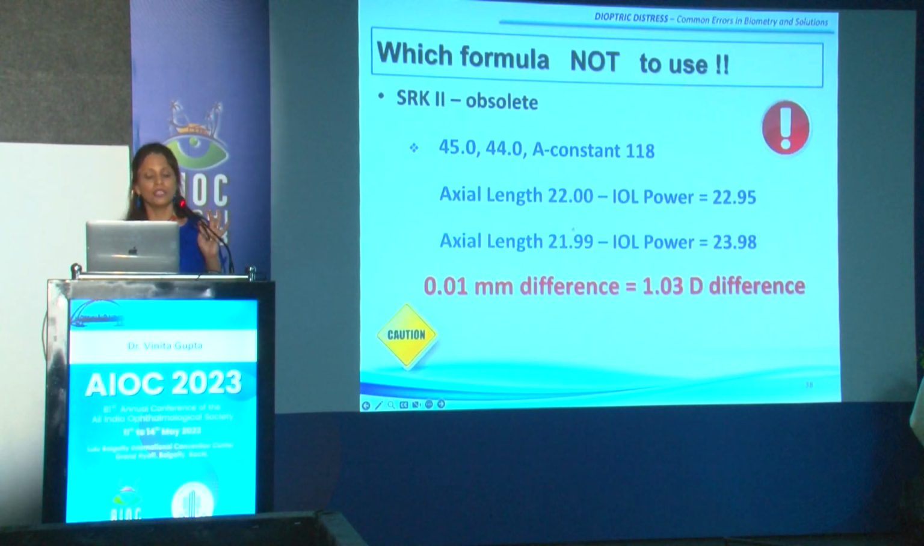Just an example of this, look at this. There's a 22 axial length, there's a 21.98, and with the same formula, a difference of 0.01 millimeter gives you a difference of 1 diopter, which is a tremendous difference for the patient. There are 5 different steps at which this error happens with SRK2, so please don't use this formula.